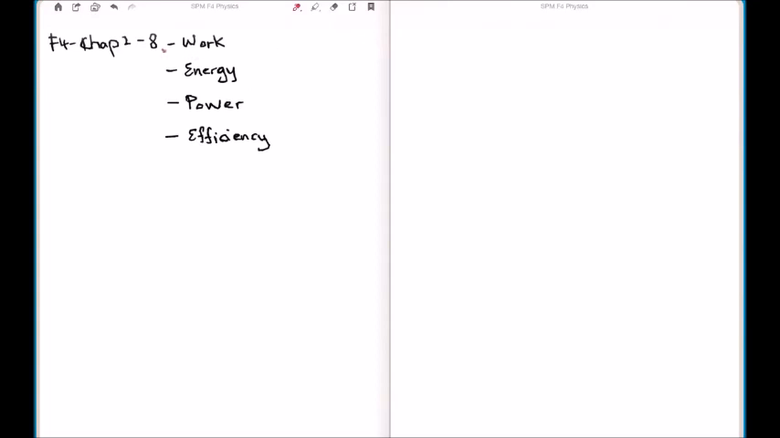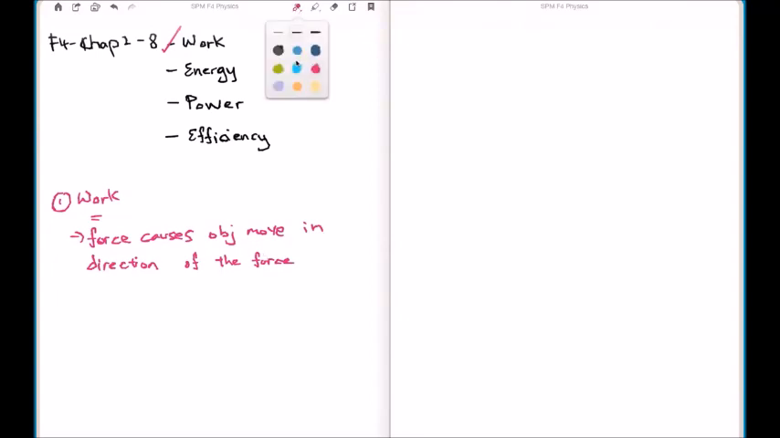Work done. So the first part is work done, or work. So what does it mean? Work is actually a force that causes an object to move in the direction of the force. It's the force that causes an object to move in the direction of force.